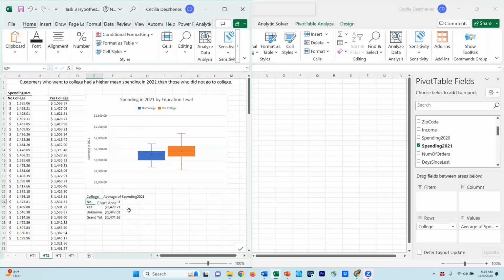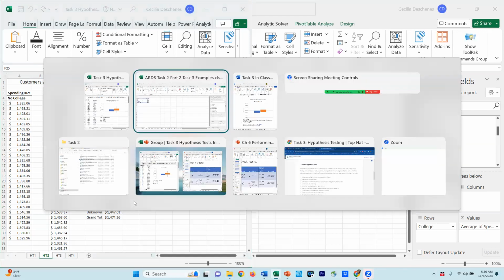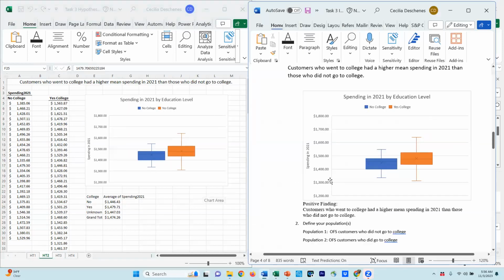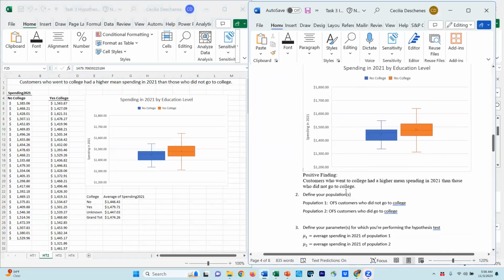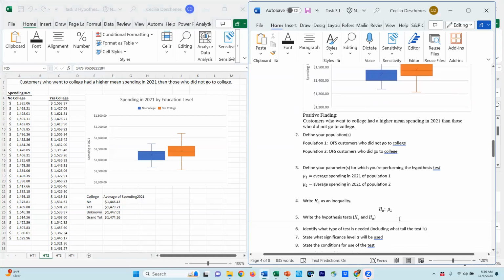I'm not going to spend a ton of time formatting that, but I do see that the averages are different. I just wanted to confirm what the X values were. So 1479 is more than 1446. I don't know if it'll be enough to overcome variability in the data, but that's exactly why we're running a hypothesis test. So we're going to say it looks like the mean for those who did not go to college is less than the mean for those who did go to college, which is mu2.